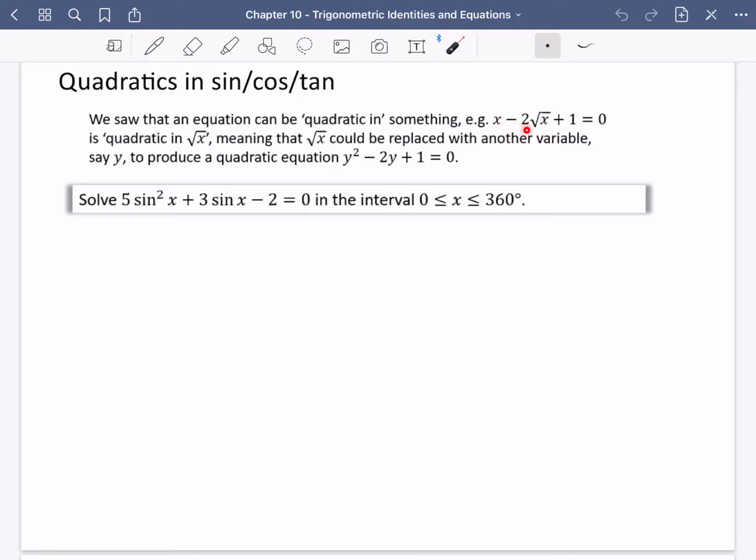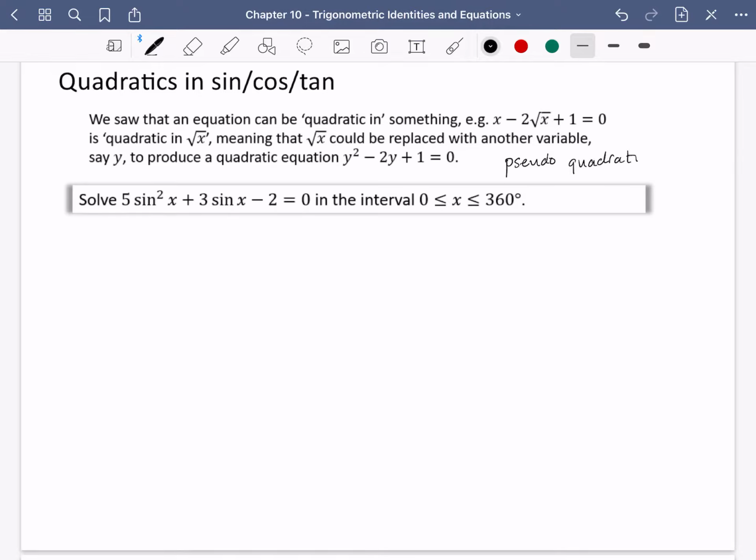something like x minus 2 root x plus 1 equals 0. This is a quadratic in root x, meaning that root x could be replaced with another variable, say y, to produce a quadratic equation. So in this case, instead of it being x, it would be a y squared, and instead of it being minus 2 root x, it would be minus 2y, and the plus 1 stays the same. So we actually called these, when we did this earlier on, pseudo quadratics.